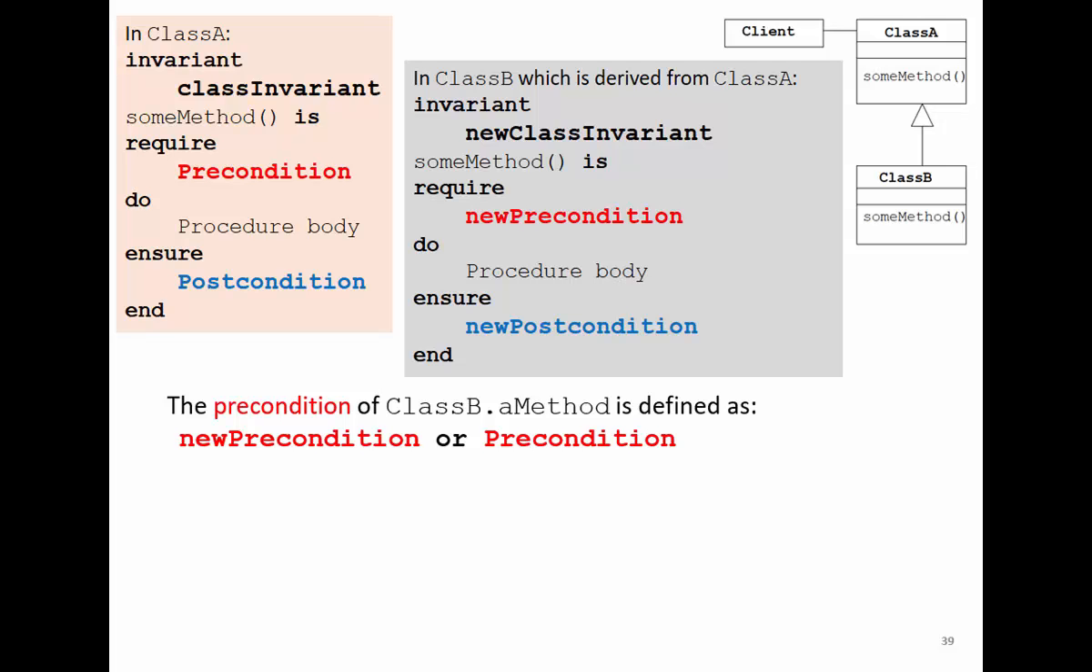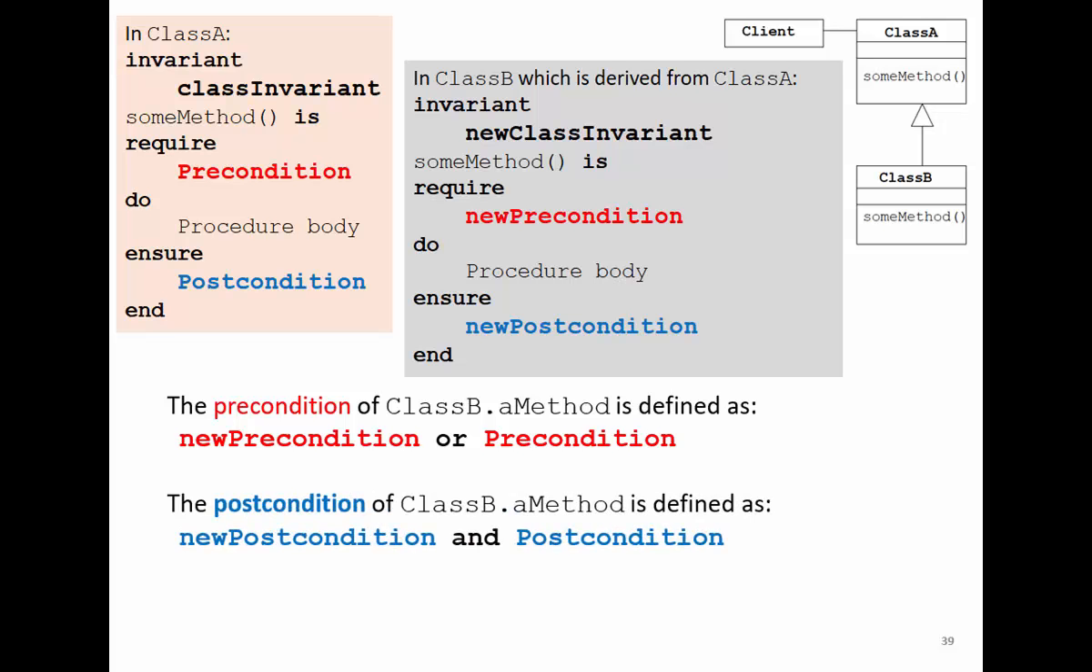So the precondition: if you have a precondition inside the method in A, this precondition should pass a precondition inside the method of P. That's why we have OR. For the postcondition, we have AND. If we promise something from class A, the same promise should be valid also for class P. Both. That's why we have to use AND. So the new postcondition and the original postcondition from A.